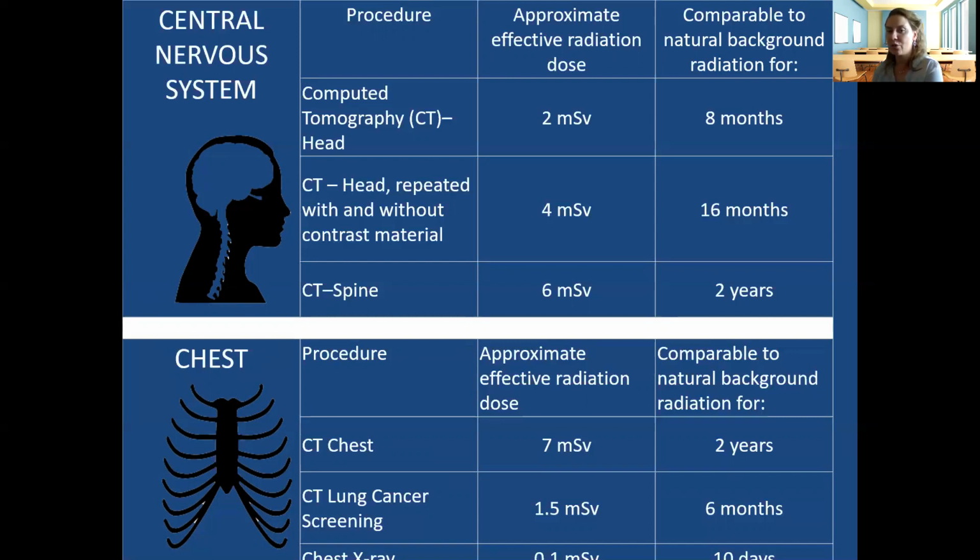Approximate effective radiation dose and comparison to natural background radiation: computer tomography of the chest gives the organism 7 millisievert, the same as 2 years without this method of diagnostic. Computer tomography lung cancer screening is 1.5 millisievert, because, what we mean by screening, we know that lung cancer is in some area of the lung. So we do computer tomography of just one part, and of course it decreases the level of radiation. And chest X-ray gives us just 0.1 millisievert, the same as 10 days.